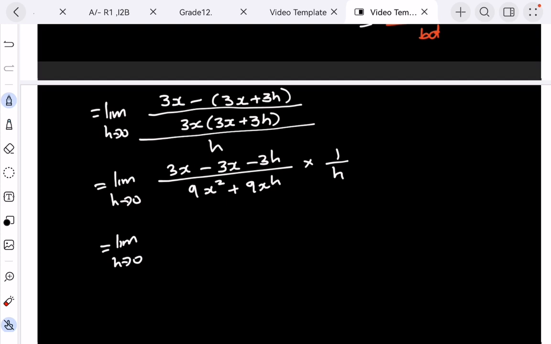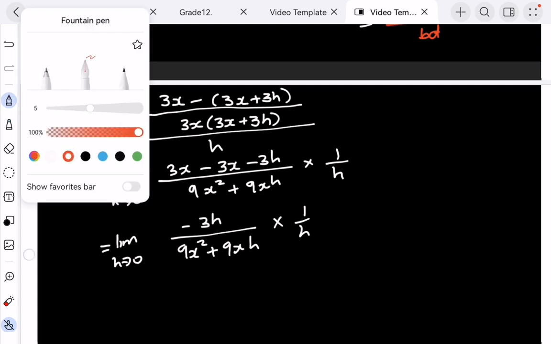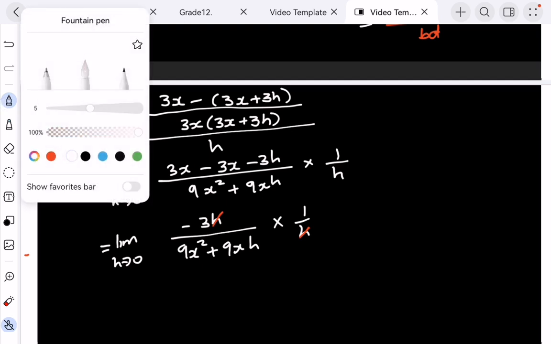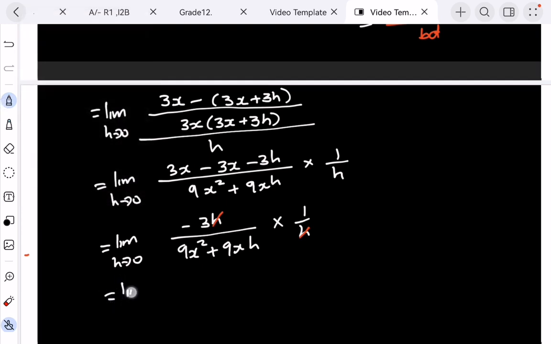Now what happens at the top? 3x and 3x cancels. I'll be left with minus 3h. Then I'll be left with 9x squared plus 9xh times 1 over h. So we can see that h is going to cancel this h, right? Then what do I have? Minus 3 over 9x squared plus 9xh.